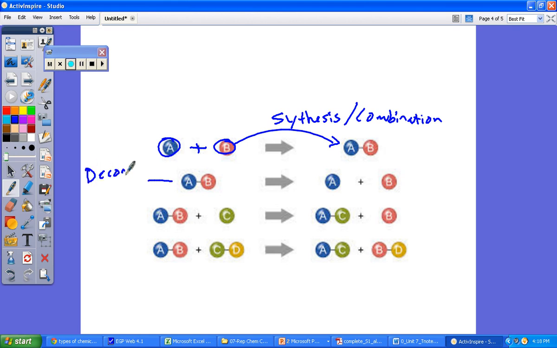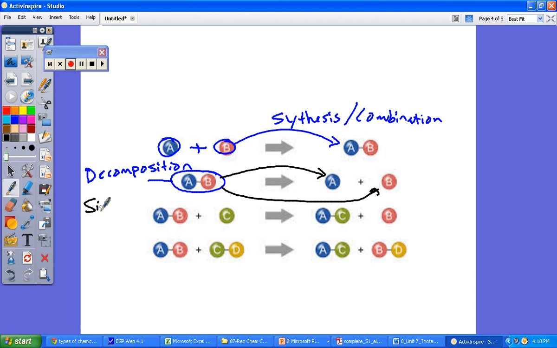The second one we looked at was decomposition. So remember, decomposers break things down. So in this case, we have one molecule, and that gets broken apart into the A and the B. So those are two separate things.